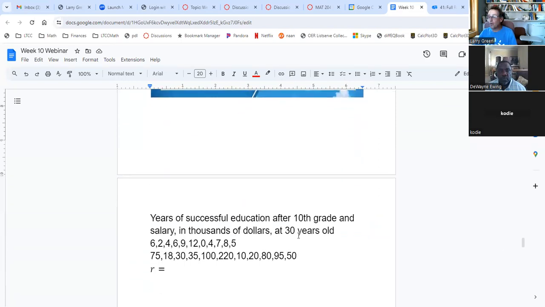Okay, let me give you one more example that is kind of a fun little example. Let's look at years of successful education after 10th grade and salary in thousands of dollars when you're 30 years old. And here's the data. We have 6, 2, 4, 6, 9, 12. That is how many years of successful education you had after 10th grade.